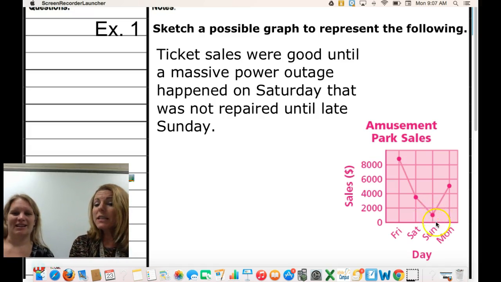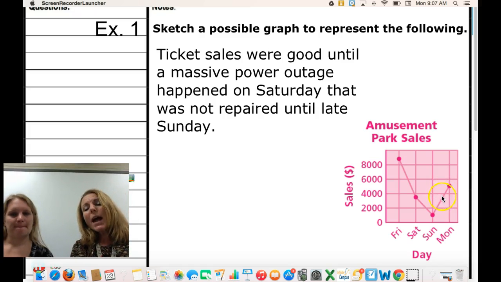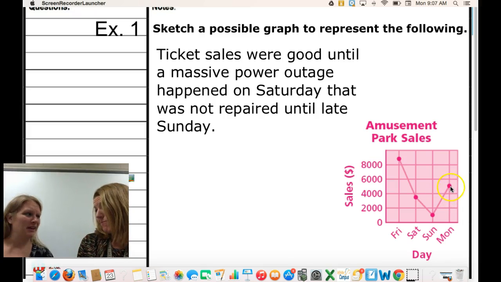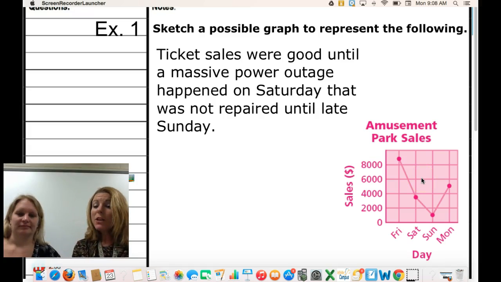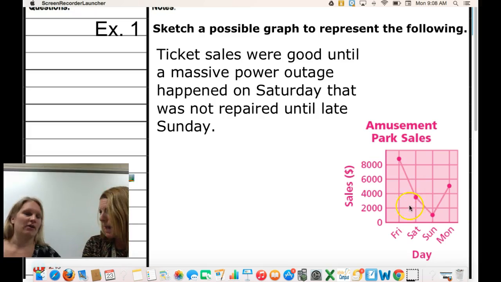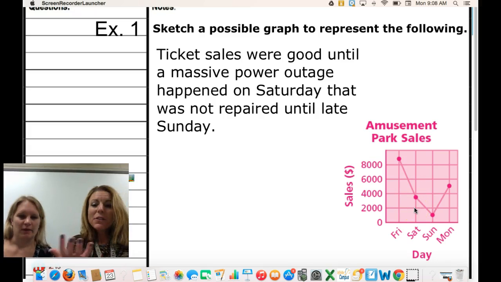So then on Monday, sales are going to go back up. But why do you think sales are possibly not as high on Monday as Friday? People are working, or they're at school. A lot of people take the day off on Friday. They are higher on Monday than Saturday, but that's because the power's back on, and on Saturday it was off.